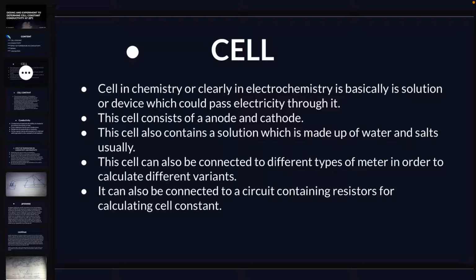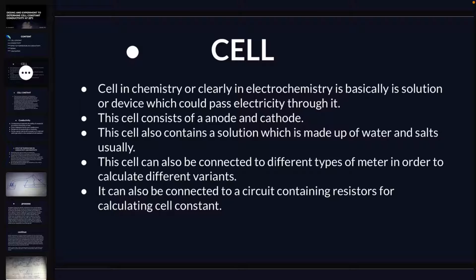As I've already told you, this is not a human cell. Basically it is a cell in chemistry, or more clearly in electrochemistry. It is a solution or device which can pass electricity through it. It is usually studied in chemistry or electrochemistry. This cell consists of anode and cathode. To pass electricity and perform some specific experiments, it should contain anode and cathode.